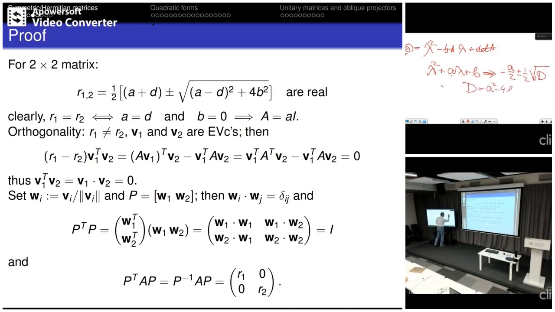So I just take 1/2 out, and the discriminant is a squared minus 4b. Okay. Now, what we do here, we have a is the trace, and b is the determinant. So we can calculate everything here.